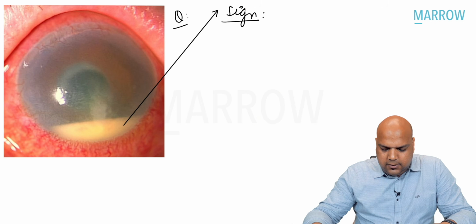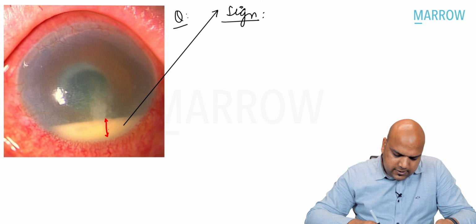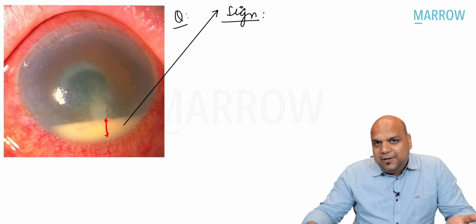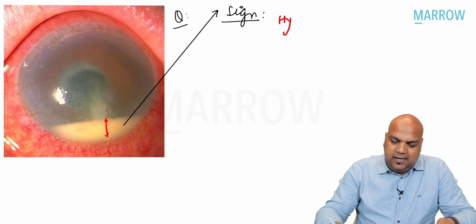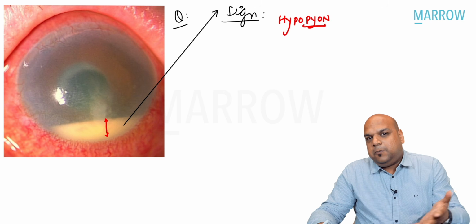Moving on to the next image. What is the sign which has been marked by the arrow? I think it is pretty simple. They are asking you, what is this? First of all, let us answer. What is this? This is a collection of pus in the anterior chamber, hypopyon. Pyo means pus, hypo means in the anterior chamber. So again, just like hyphema, this is hypopyon.